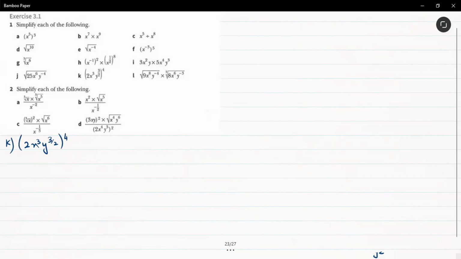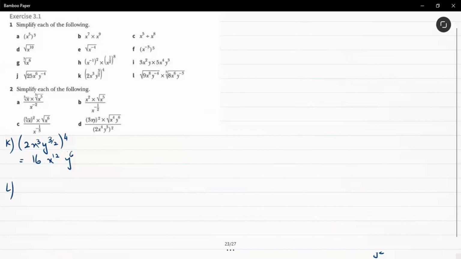This is again the same thing. We apply this power to each and everything. So 2 to the power 4 is equal to 16. X to the power 3 multiplied by 4 is 12. And y to the power 3 over 2 multiplied by 4, what is 3 over 2 multiplied by 4? I'm sorry, but I do need my basic calculation in this. It's 6, y to the power 6. I'm really sorry about that, but my mental math is a bit weak here. So 16 x to the power 12, y to the power 6 is our answer for here.